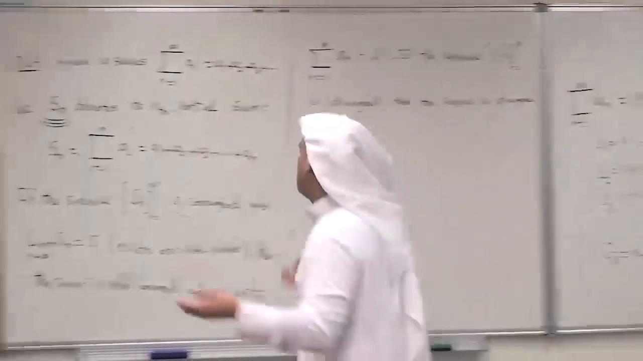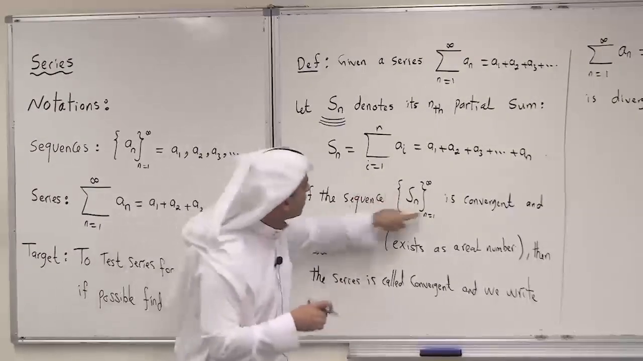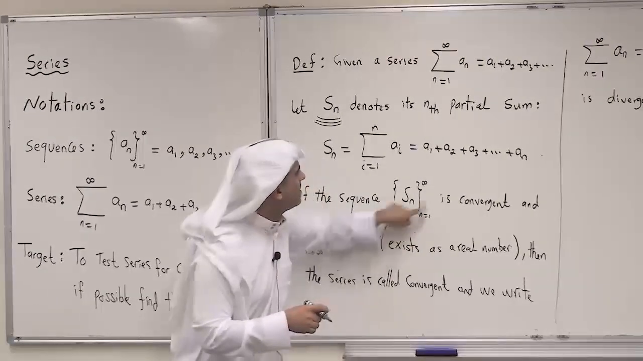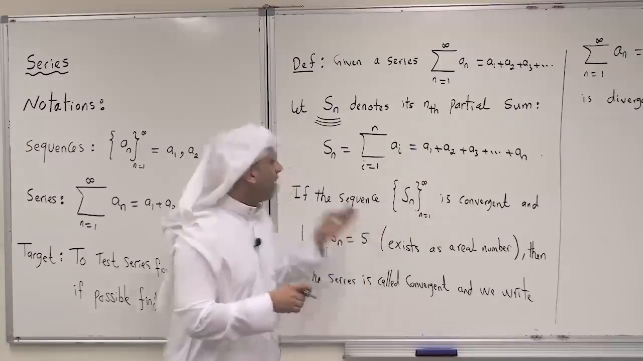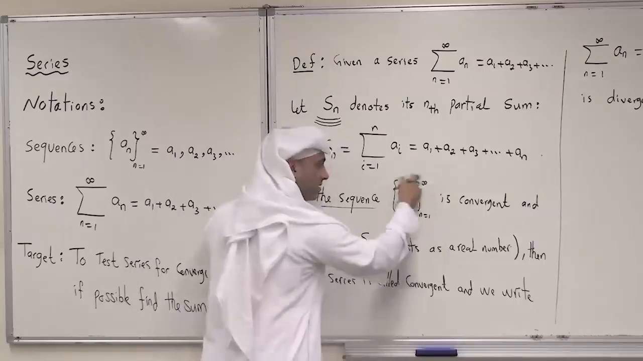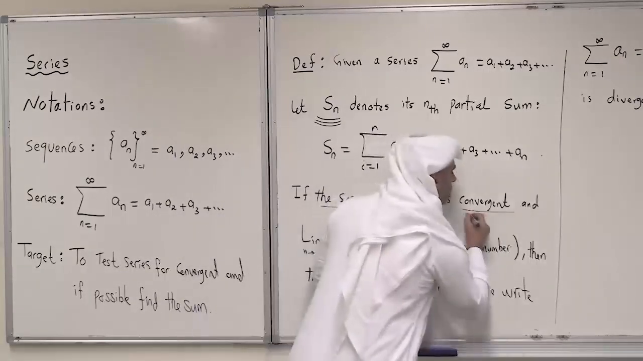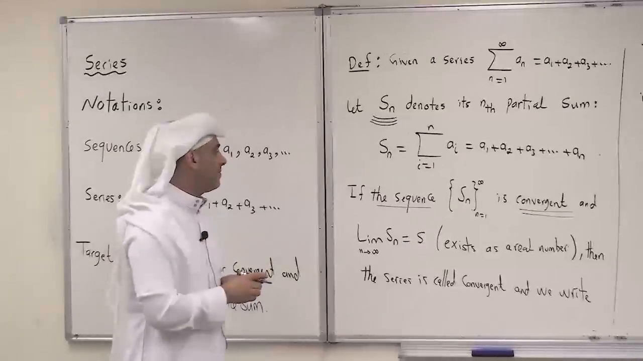Now, let's move and read the rest of the definition. So we constructed the sequence of partial sums, whose elements are the partial sums of the whole sum we have here. The definition says if this sequence, the sequence of partial sums, is convergent, and we know what is the meaning of this because we discussed the meaning of convergent sequences.